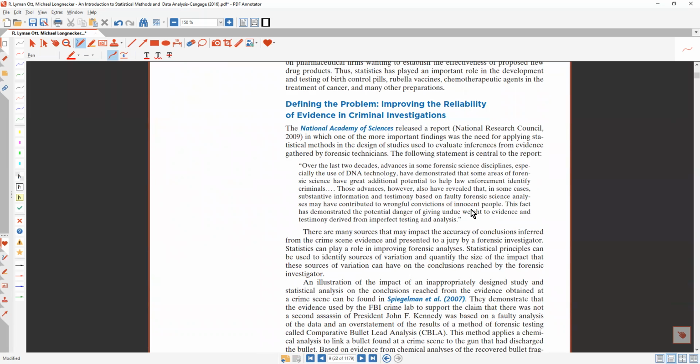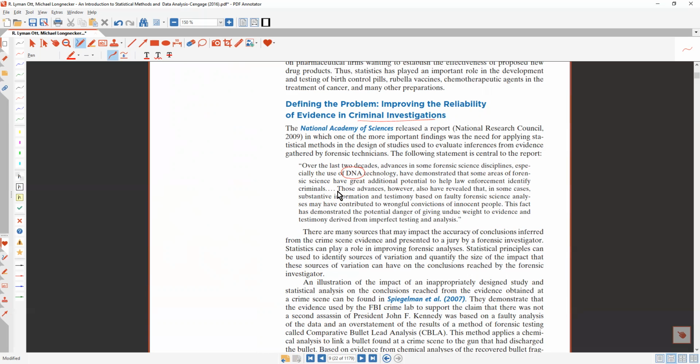Other things here where statistics are used. Again, we're just looking at a global overview of where stats are used. It's used in criminal investigations as well. DNA technology has come a long way, where they can identify if they have samples at the scene of a crime. They can get that sample and analyze the DNA sequence of it and potentially match it up with the perpetrator.